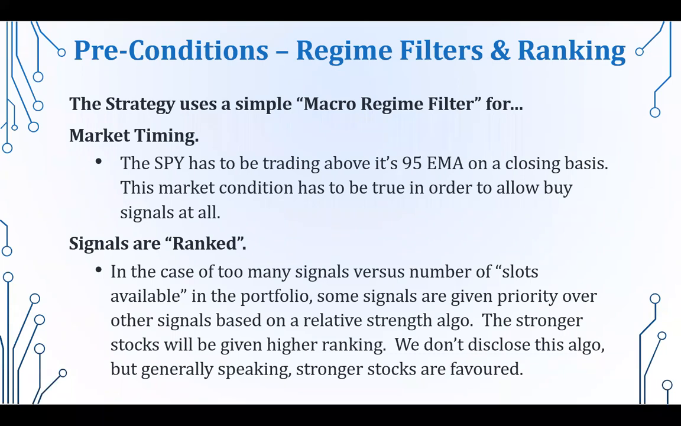Our signals are ranked. So in the case of too many signals versus the number of slots available in the portfolio, some signals are given priority over other signals based on a relative strength algo. The stronger stocks will be given higher ranking. So we don't disclose this algorithm, but generally speaking, stronger stocks are favored.